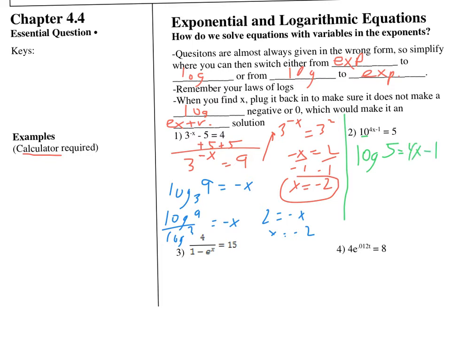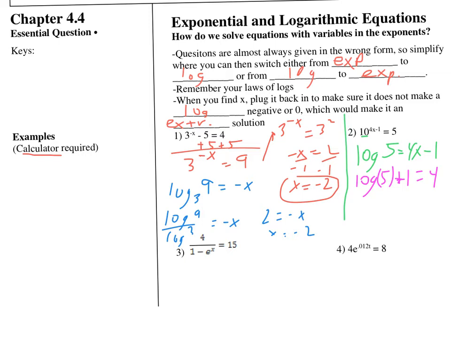So this is nice because I don't have to use the change of base formula. I always like to isolate x first in terms of the log and then type it in the calculator. So I'm going to add 1 over. So this becomes log 5 plus 1. And technically I don't need that parentheses on the 5 because that plus 1 wouldn't be part of this anyway, but just to kind of emphasize that.